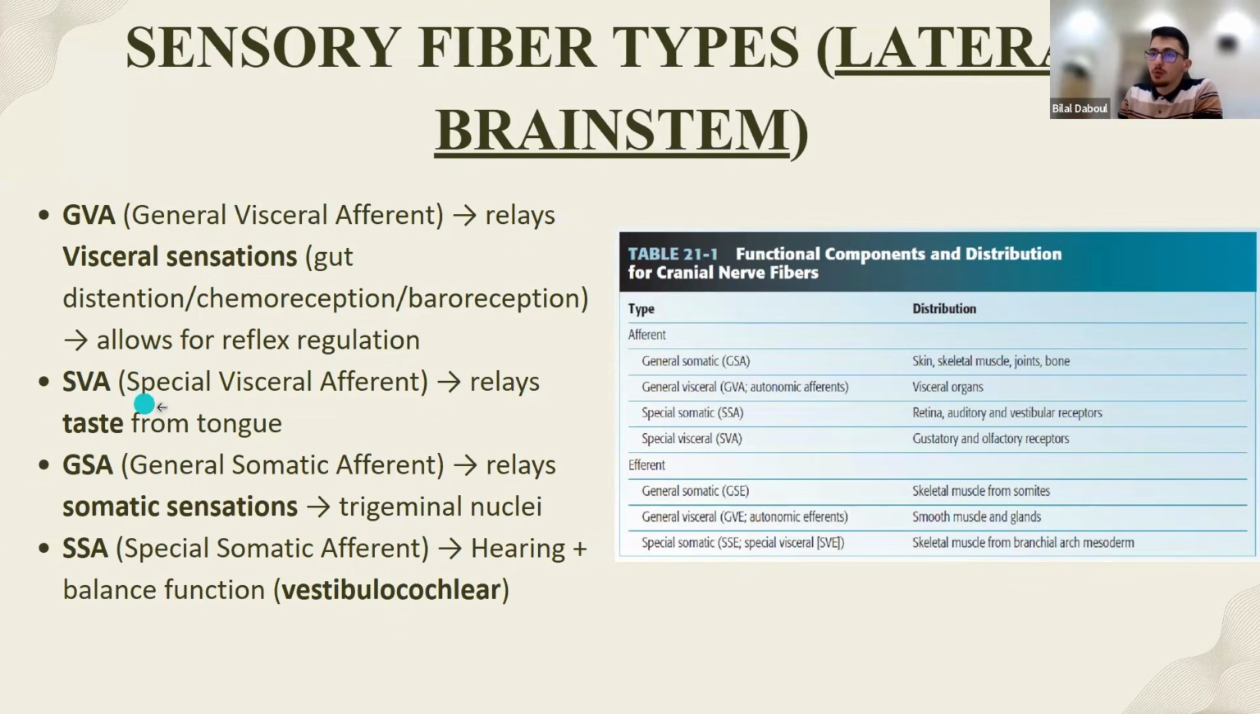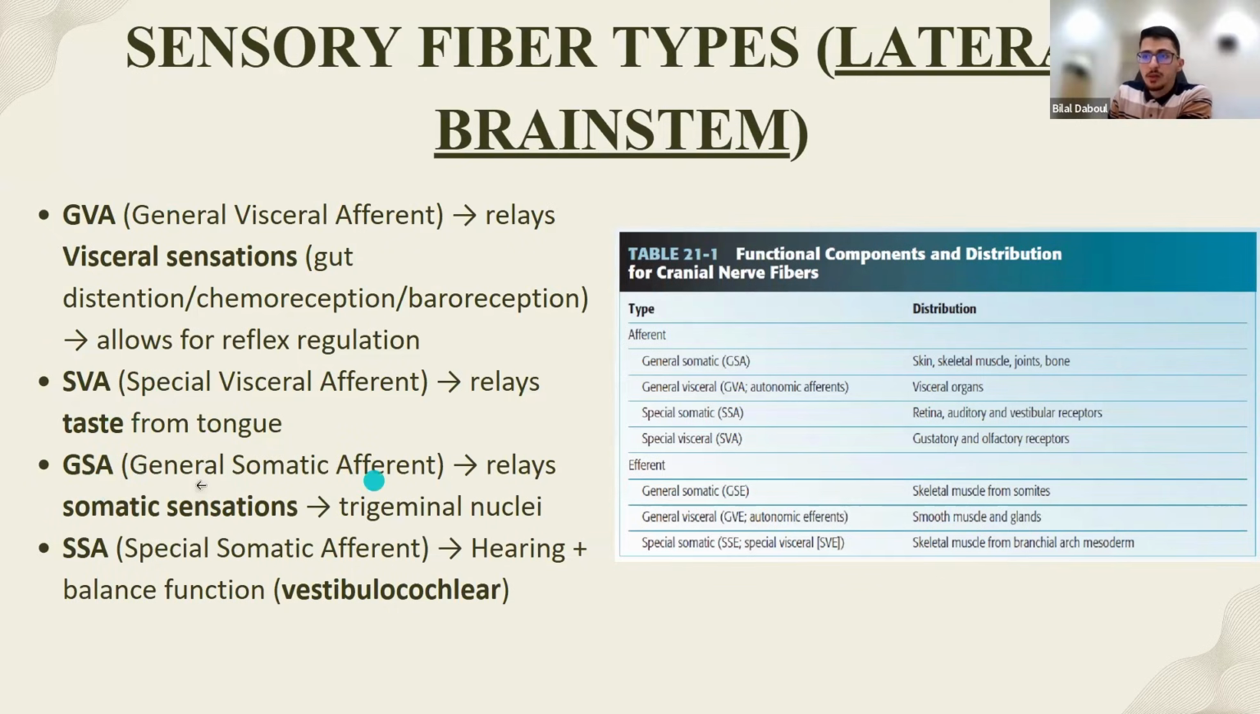That's the first category. The second category would be SVA, special visceral afferent. Just memorize this. Special visceral afferents relay taste from the tongue. Visceral, because if you imagine, the tongue is more internal in position, as opposed to, for example, the ears and the eyes. That's how I remember it, at least. So special visceral afferents, or simply taste fibers. Again, we said that the facial, for example, carries taste from the anterior two-thirds, the glossopharyngeal from the posterior one-third, and the vagus from the supraglottic region. They all possess special visceral afferent fibers.